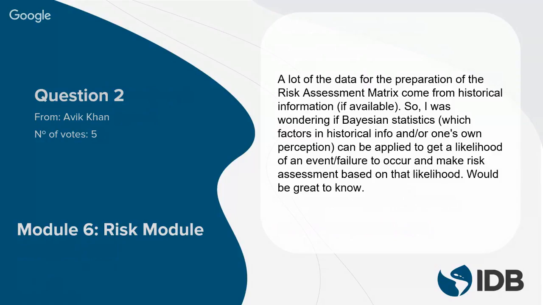Okay, let's go to the next question. Question number 2 came in from Avik Khan, and received 5 votes. Thank you very much, Avik, for that question. The question reads: a lot of the data for the preparation of the risk assessment matrix come from historical information, if available. So I was wondering if Bayesian statistics, which factors in historical info and or one's own perception, can be applied to get a likelihood of an event failure to occur and make risk assessment based on that likelihood. Would be great to know.